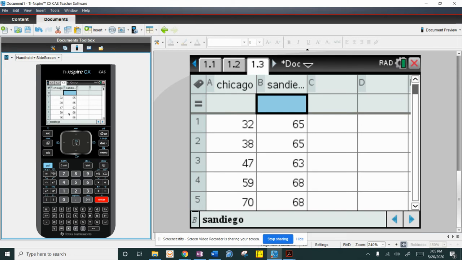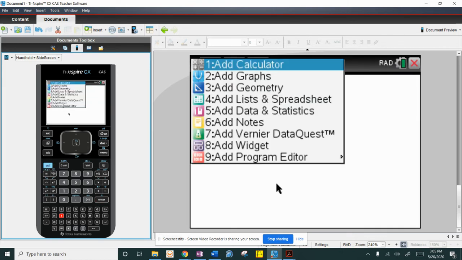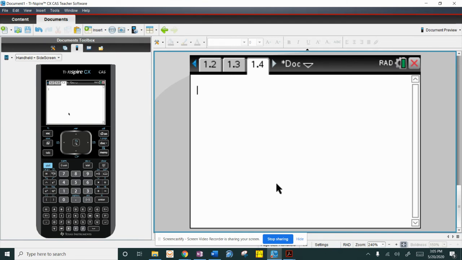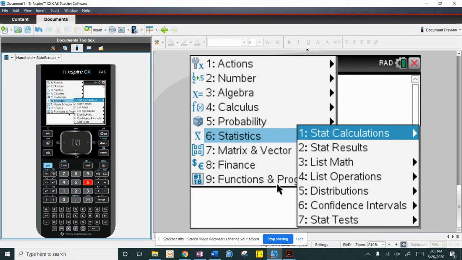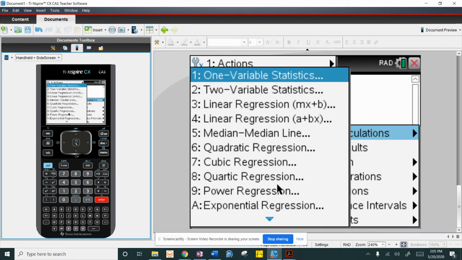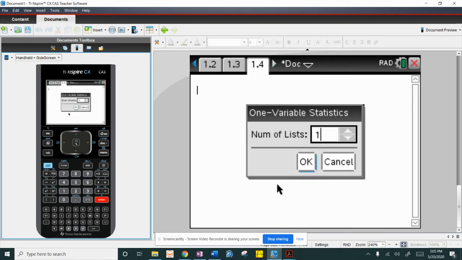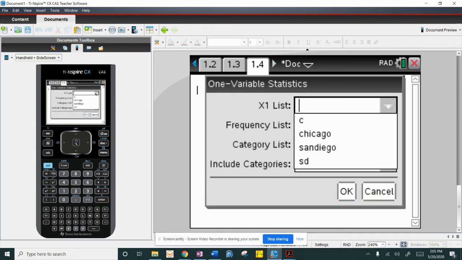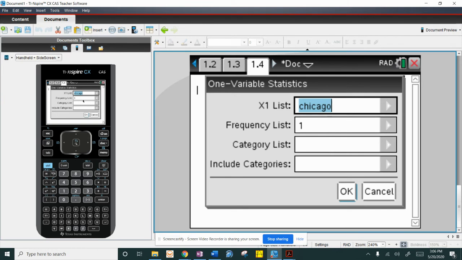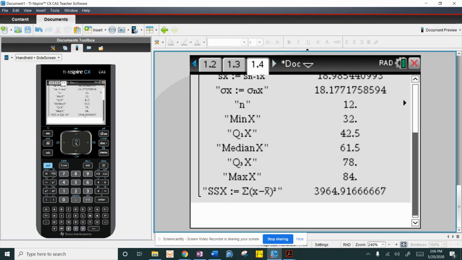So now I'm going to put in a calculator page, and I'm going to find the mean, median, standard deviation from this data set. So I go to menu, I go to statistics, I'm going to do stat calculations, and I'm going to do one variable stats. I got to do these one at a time. So I'm going to do one list. My data, I'm going to do Chicago first. I don't need to fill in anything else. I'm going to press OK.